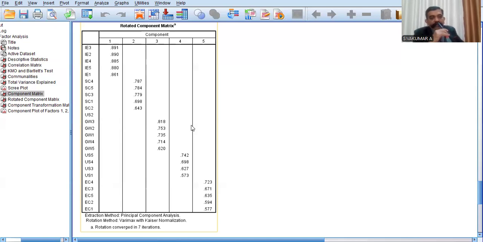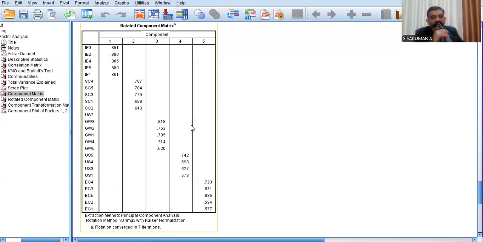The last one, EC4, EC3, EC5, EC2, and EC1. No problem. 5 variables. Then first factor, 5 variables. Second factor, 5 variables. Third factor, 5 variables. Fourth factor, only 4 variables. Last factor, 5 variables. That is the result as per rotated component matrix. It is a component of the EFA analysis.